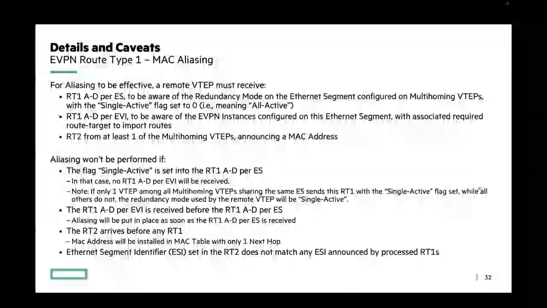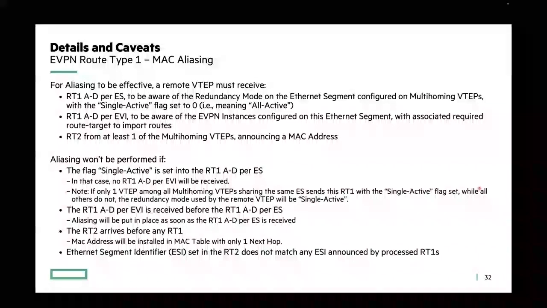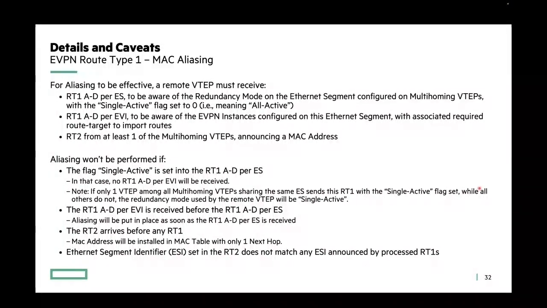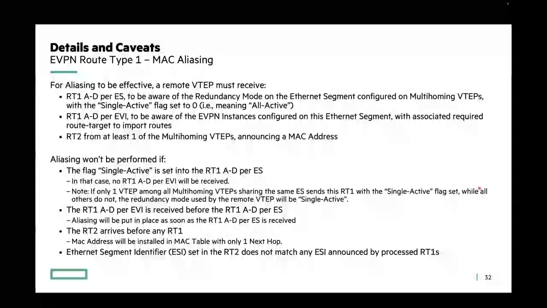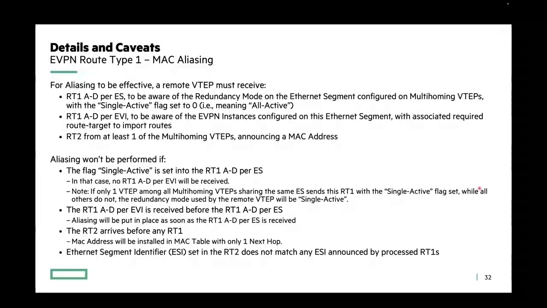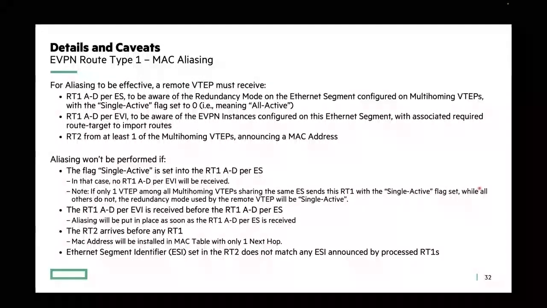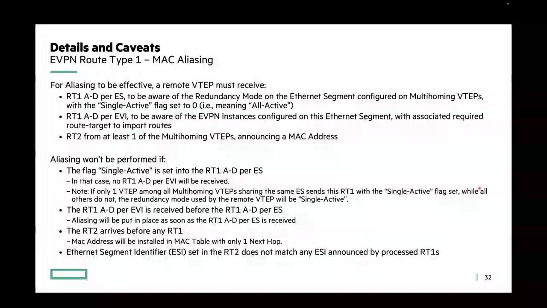One important point on that: if we have a set of three different multi-homing VTEPs, and only one of them is sending RT1 AD per ES with the single active flag, while the two others send the RT1 AD per ES with all active, then the remote VTEP will set the access to the Ethernet segment as single active. In this case, the two VTEPs which have the flag all active will be used as backup path, while the one which used single active will be set as primary path.